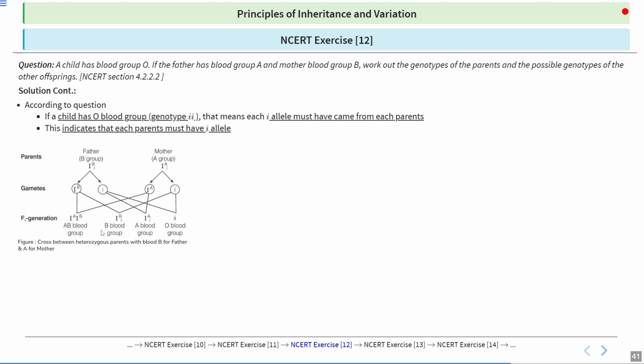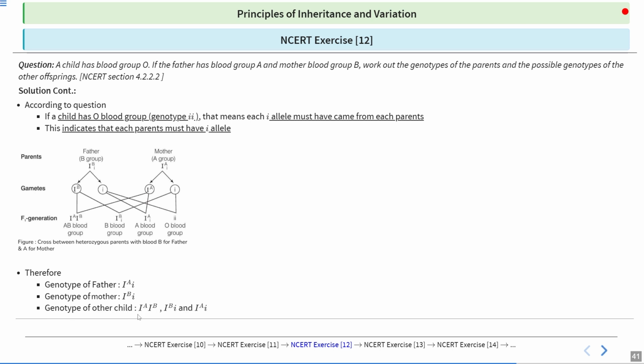Okay. Now you have to calculate the genotypes of the other offspring as well. So the other offspring can have the genotypes IA, AB, B and A. Therefore, the genotype of the father is IA small i, and the genotype of the mother will be IB and small i. Clear? You can just reverse it. You will get the same answer if you reverse this.